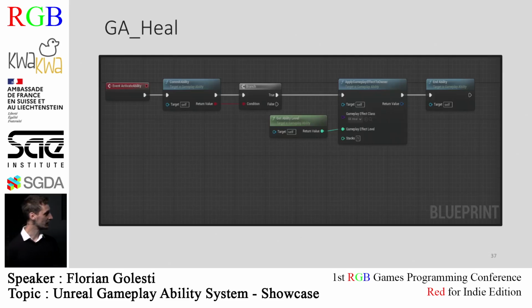Okay, just an example of a simple gameplay ability, which is the heal. So in this example, we just commit the ability. It will spend the resources. So we said that we must have 30 of energy to use the heal. And then if the ability succeeds, we just apply a gameplay effect that will heal the player at a certain level, and the level depends on the level of the ability. And then we gracefully end the ability.